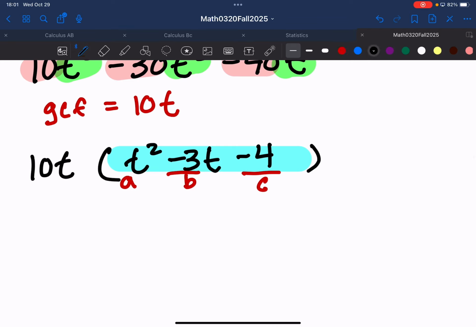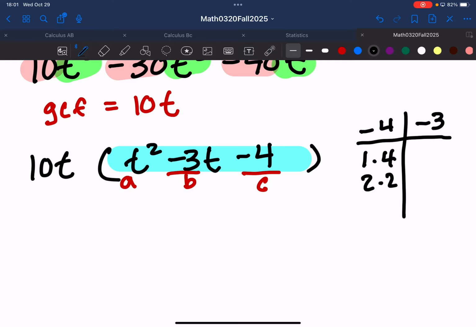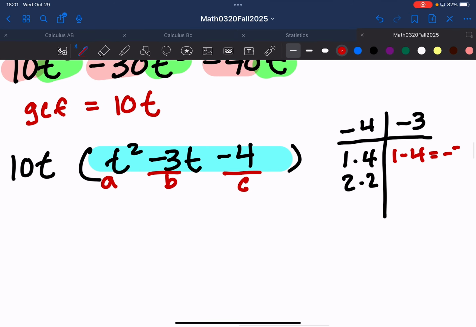So I need two numbers that multiply to negative 4 but add to negative 3. The factors for 4 can be 1 and 4 and 2 and 2. So which ones would we use, and how would we get negative 3? 1 and negative 4. Perfect. So 1 minus 4 gives us negative 3. So we're using 1 and negative 4.